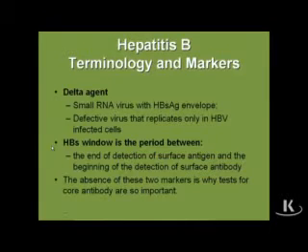Window period is important. That's what happens when we get to this spot where the amount of surface antigen equals the amount of surface antibody, and we can no longer detect either one in the blood. Okay? In the case of hepatitis B infection, that's called the window period.